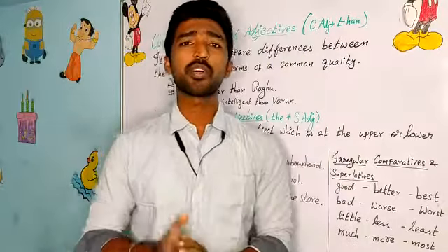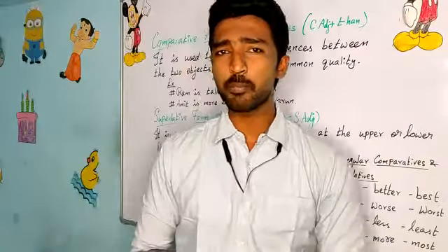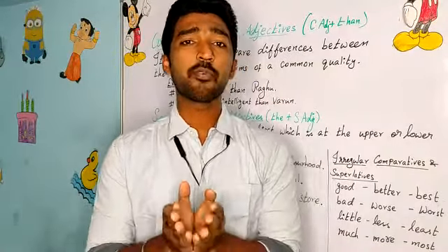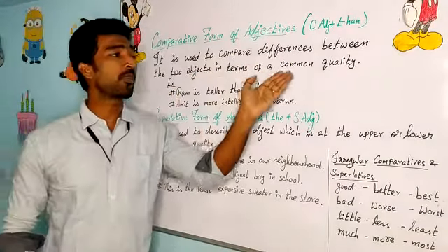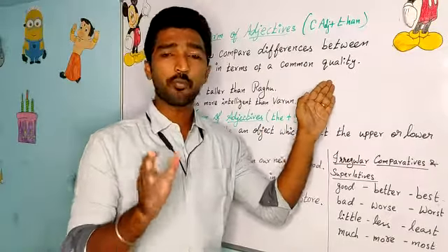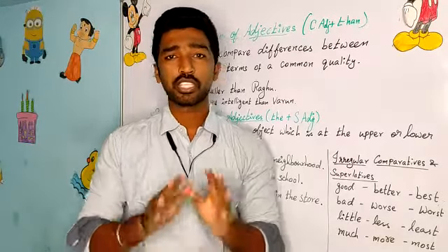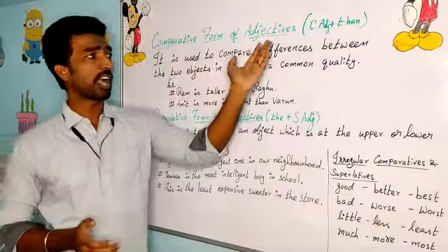Comparative form. The first one we are going to see is the comparative form of adjectives. The word itself gives the meaning: compare. Yes, this form of adjective is used to compare two objects. The definition here is: comparative form of adjectives are used to compare differences between two objects, two nouns, in terms of a common quality, based on the size or the weight of the object or the shape of the object we are going to compare. That's the purpose of the comparative form of adjectives.